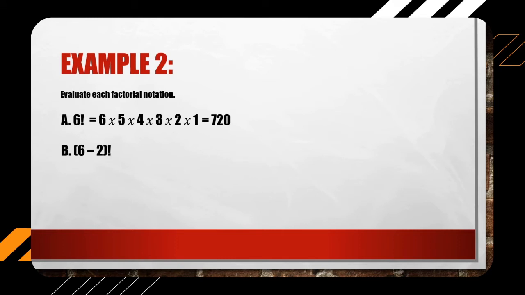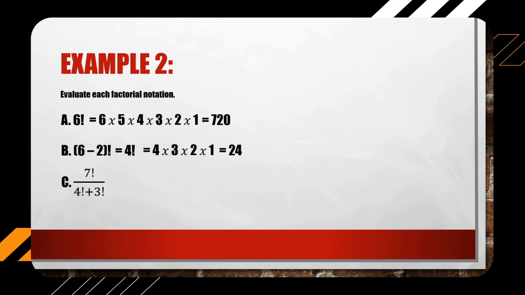So ang gagawin mo dito, uunahin mo muna yung nasa loob ng ating parenthesis. Ima-minus mo muna ang 6 at saka 2. So 6 minus 2 is 4. Then yan ay magiging 4 factorial. Then tsaka mo siya i-evaluate. 4 factorial is equal to 4 times 3 times 2 times 1. And that is equal to 24.